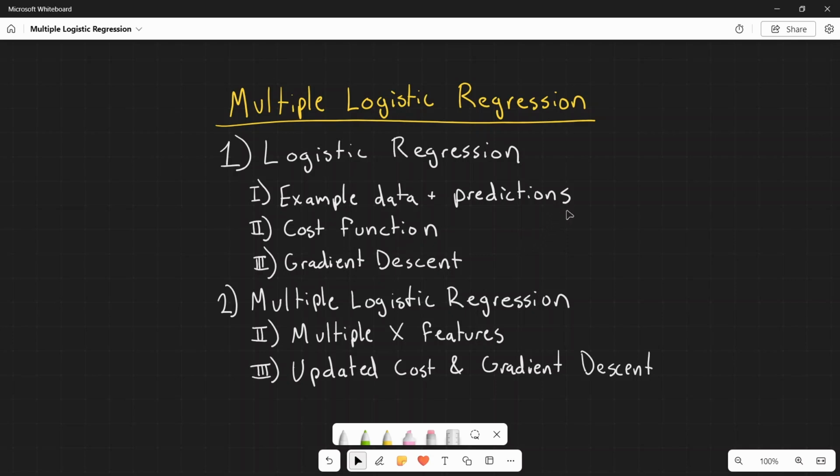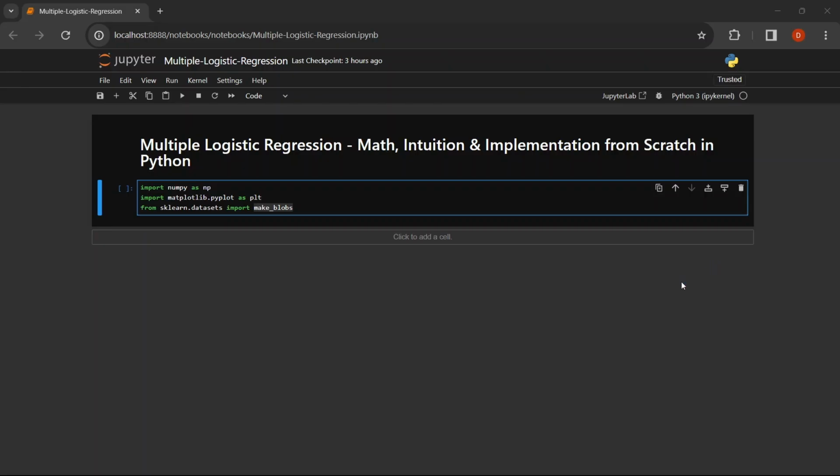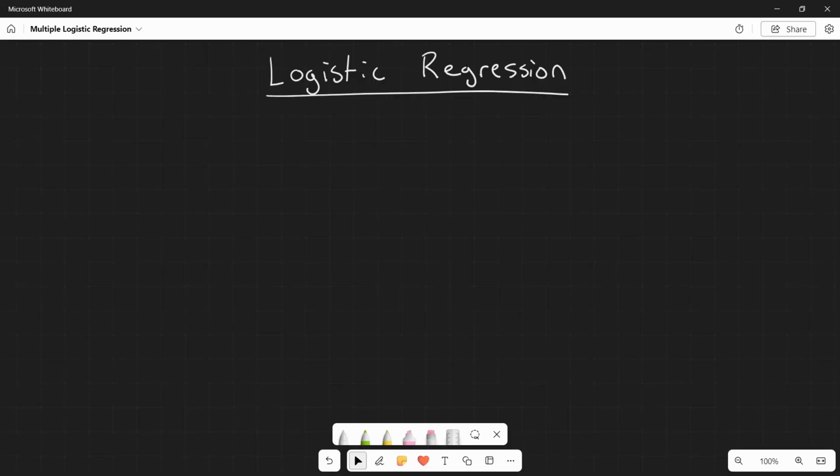Once we have a good foundation on that, we'll move into multiple logistic regression, which will have multiple X features and an updated cost function and gradient descent algorithm. Just as a quick note, for the implementation in Python, I'll be using Jupyter notebooks with the NumPy, Matplotlib, and scikit-learn libraries installed. Alright, and to start logistic regression, let's come up with some example data.